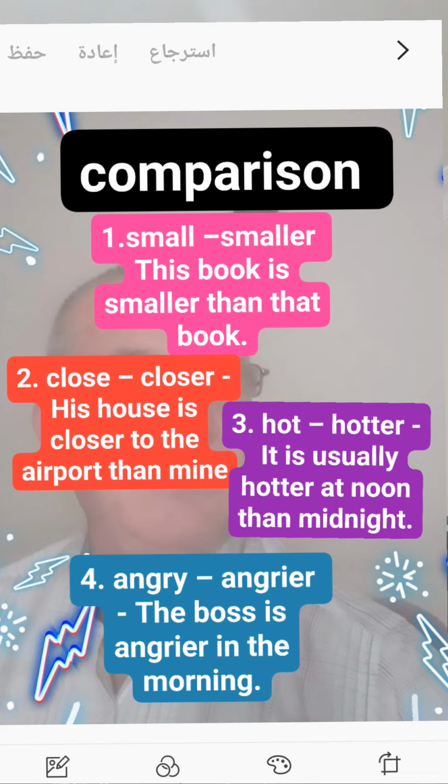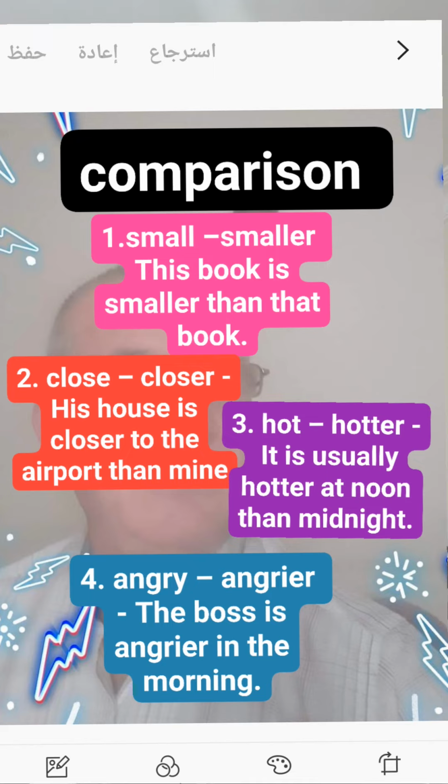Example number 3, hot, hotter. Look, hot, concerning the spelling, consonant, vowel, consonant. We have doubled the last consonant, then we add ER. It is usually hotter at noon than morning. Look, we have doubled the letter T and we have added ER, because it is one syllable and the last letter is a consonant preceded by a vowel. Consonant, namely T, and preceded by a vowel, namely O.